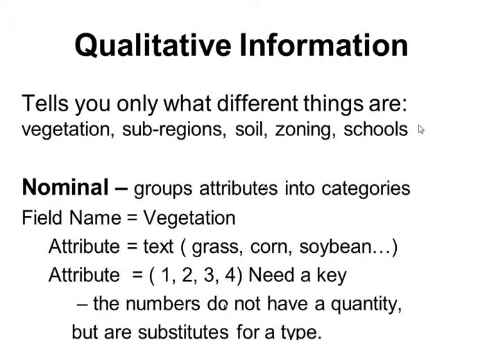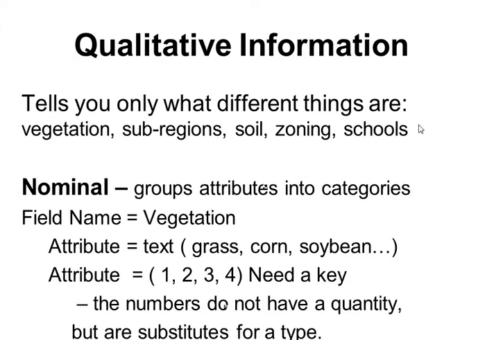Okay, so qualitative data tells me where things are and what's different from other things, right? It doesn't tell me exactly how many pine and how many oak. I could count them, I guess, and see, but mainly I'm just looking for the general distribution of where things are.